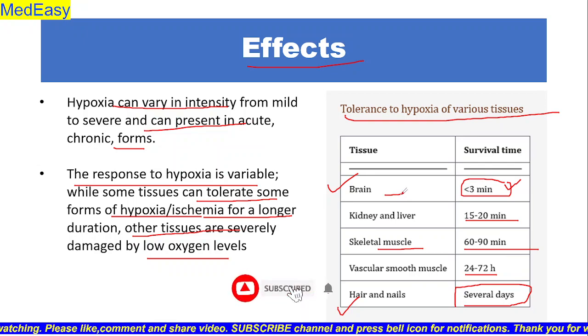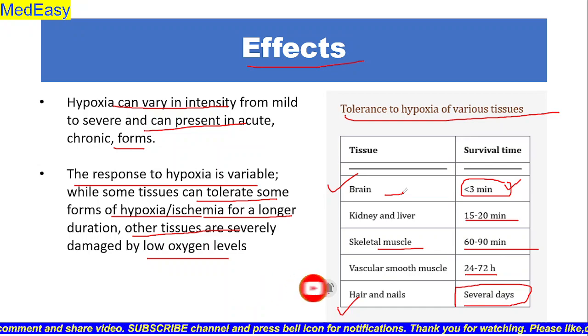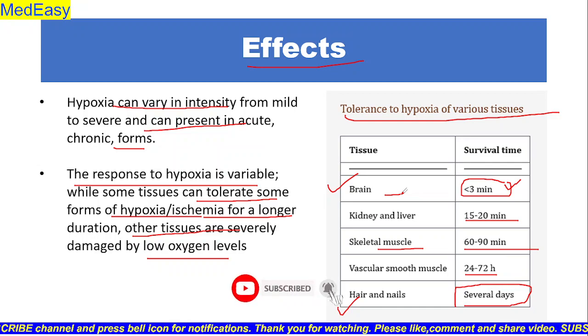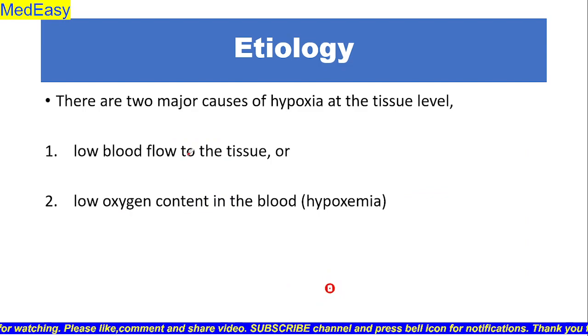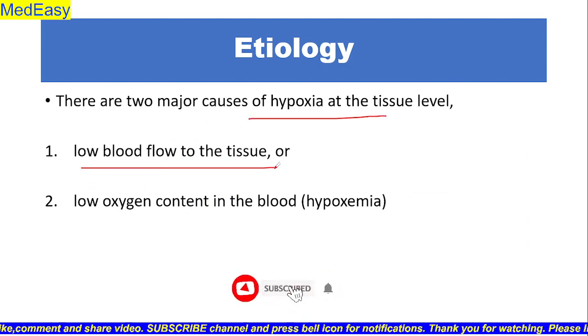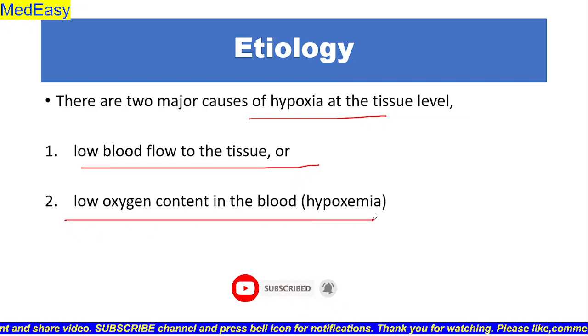So, any patient who comes to us in an emergency or clinical condition, when we see that the patient is hypoxemic, there is a low oxygen saturation, we should take immediate action to improve hypoxia. Otherwise, the patient can have permanent brain damage. Alright. So, it is very important to know the effect of hypoxia while treating the patient in the emergency or in the wards. Coming to the etiology, what could be the etiology for hypoxia? As we just discussed, there may be low blood flow to the tissue or there may be low oxygen content in the blood.